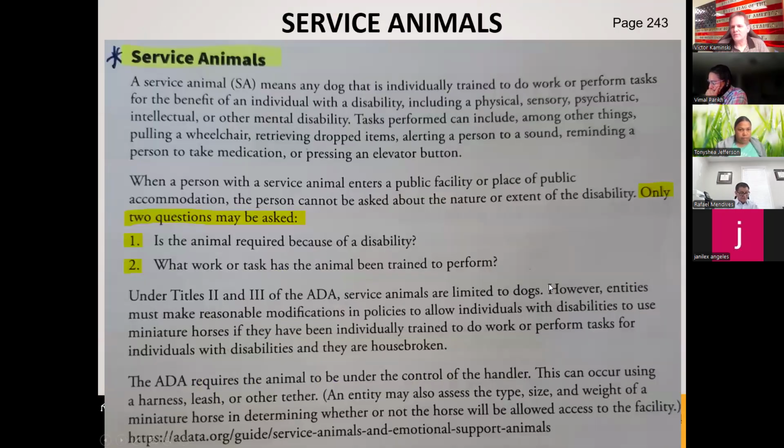So service animals, we already went over this whole bit in chapter 4 as well. Only 2 questions may be asked to somebody if they have a service animal. Is the animal required to work because of a disability? And what work or task has the animal been trained to perform?